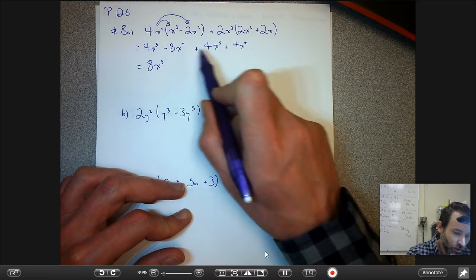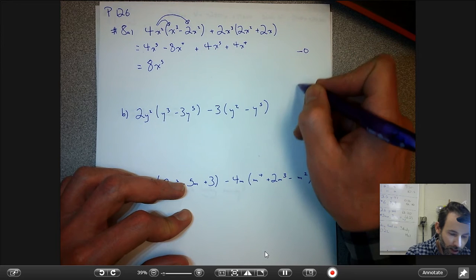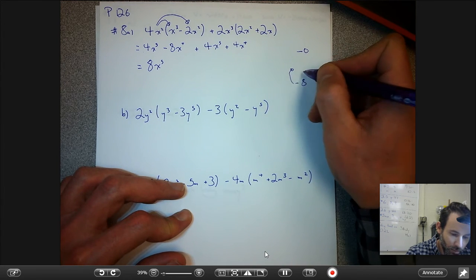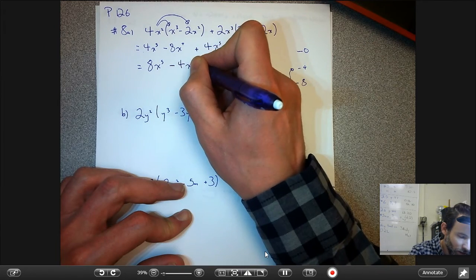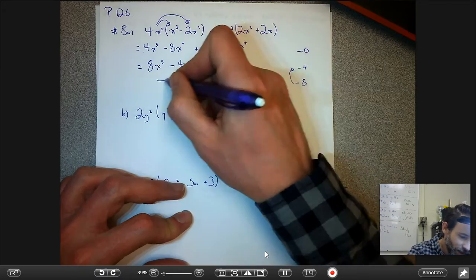Negative 8x to the 4 plus 4x to the 4. Look, here's 0. I'm way down here at minus 8, and I add 4 to that. So I'm going to go up here to minus 4. Okay, so that's going to be minus 4x to the 4. Negative 8 plus 4 is minus 4. Okay, done. Final answer. Circle it.